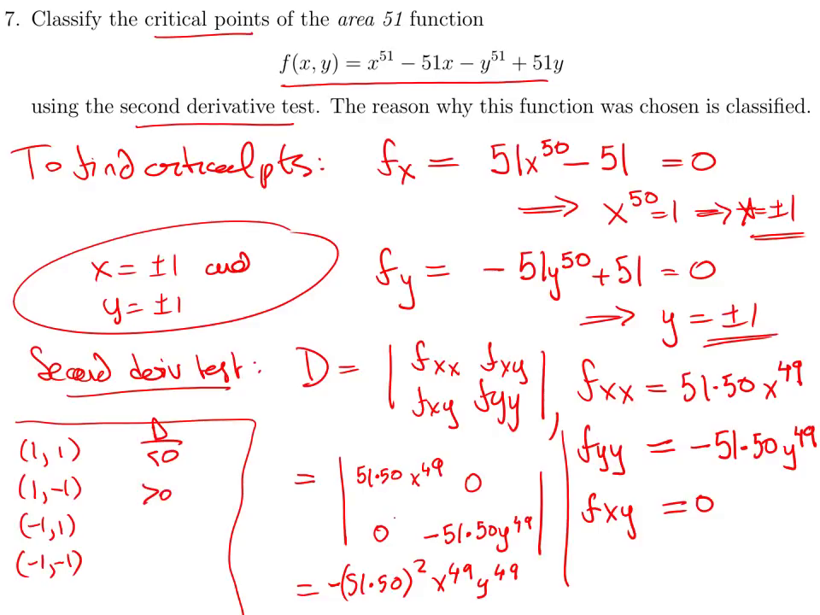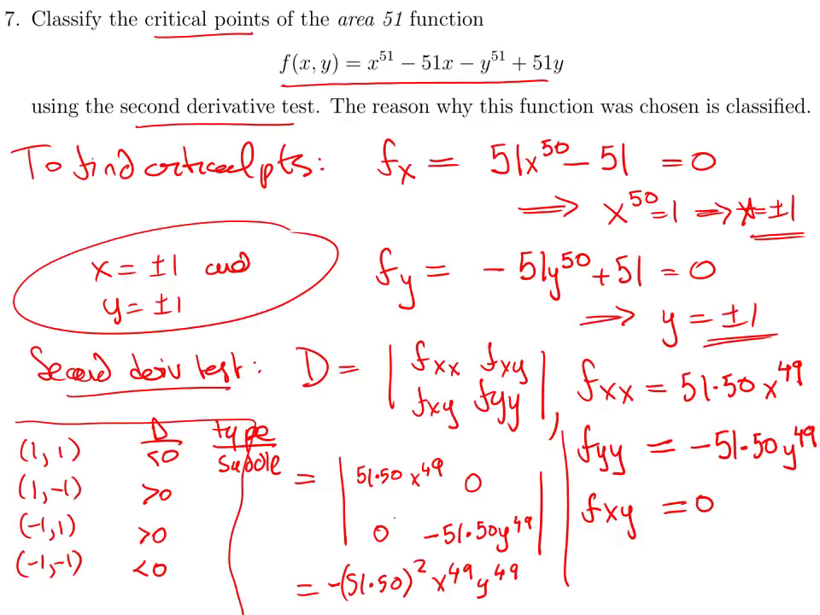positive, positive, and negative. And so in particular, this tells us the type of critical point. So remember that when d is negative, it's a saddle point. When d is positive, it's either a local maximum or a local minimum. And which one it is depends on the signs of the two derivatives.